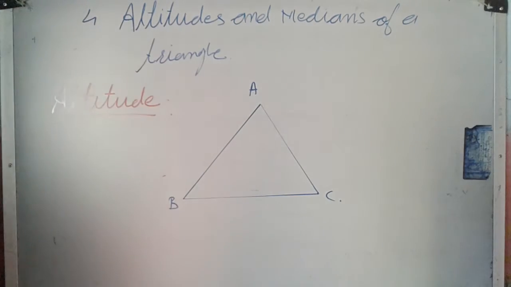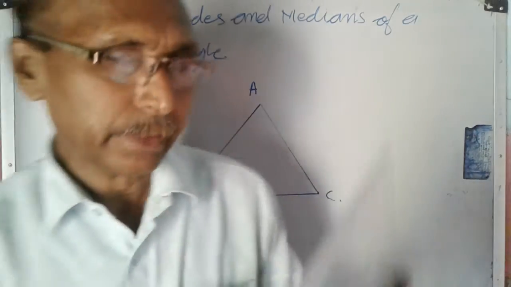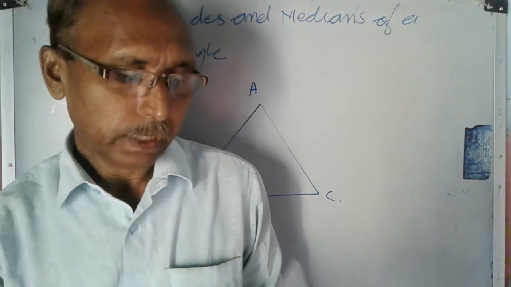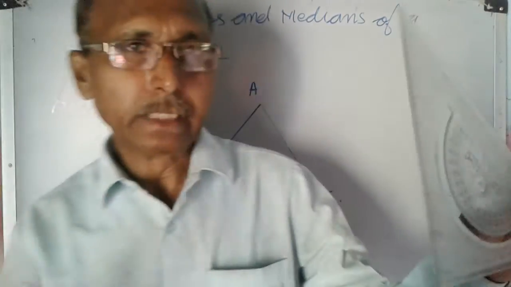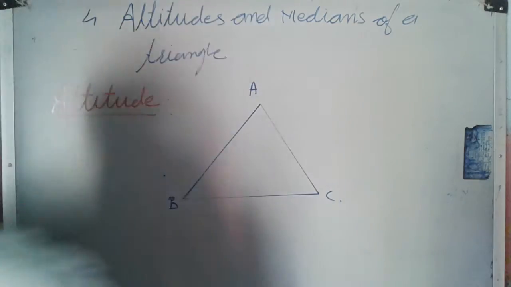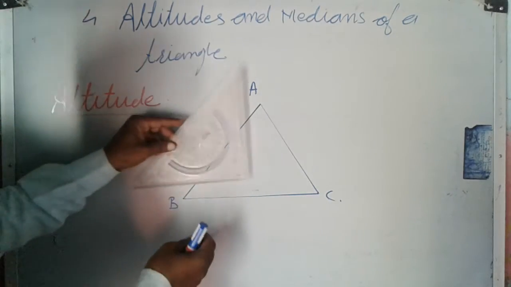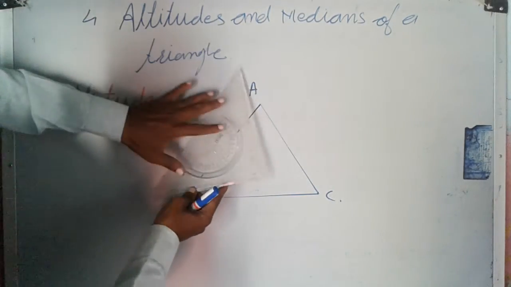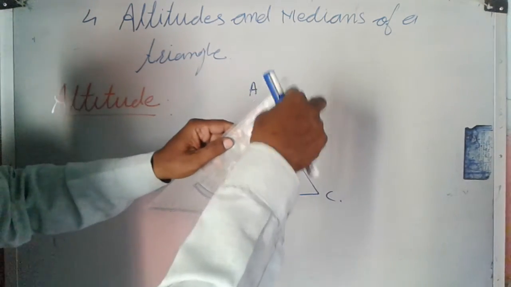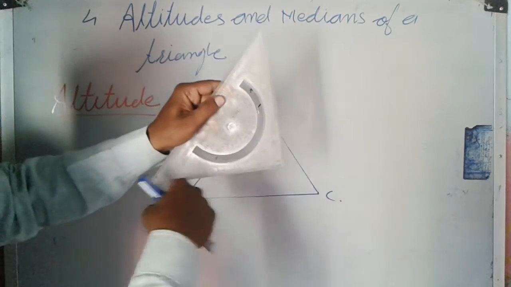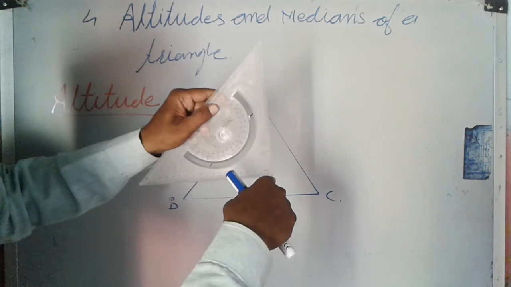For that, to draw the altitude, you can use a set square. In your compass box, a set square is there. There are two set squares like this. You can use the set squares for that. Now see here. To draw this, first put the set square like this. These are the two perpendicular sides of the set square. These two sides make a right angle here. This side is perpendicular to this side.